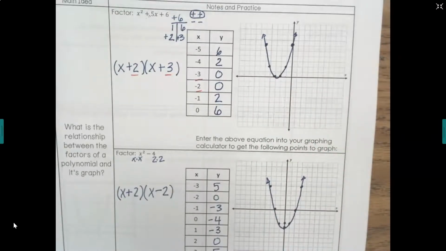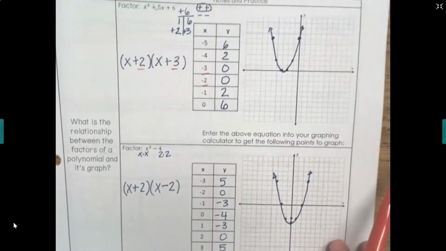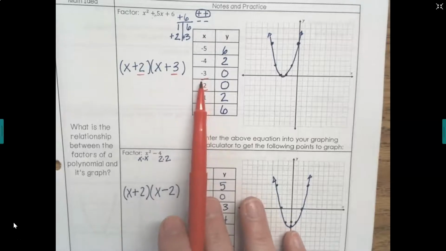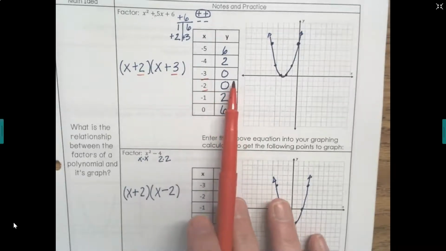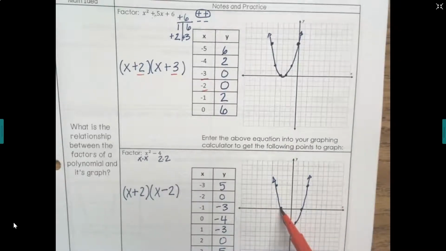Okay, let's look at this one. I have a positive 2 and a negative 2. And when I look here, I got a positive 2 and a negative 2, and they both have zeros. So let's go back. Wait a second. Let's look at this again. We have numbers, and similar numbers have zeros with them. And those are the places that the graph is crossing or touching the x-axis.